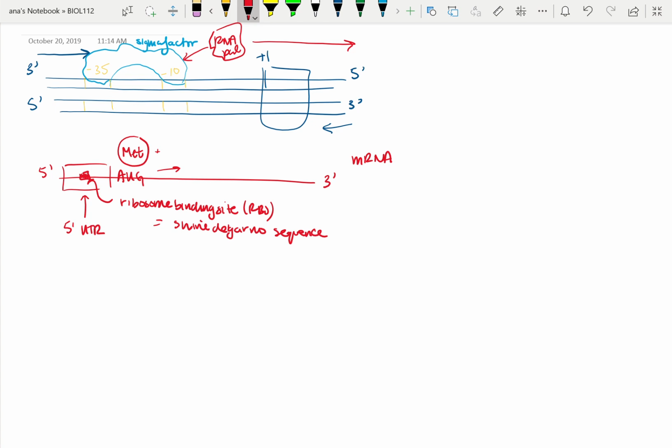So that's crucial to note, that the very first codon that you read isn't necessarily the first amino acid that's added, because the start codon is an AUG. So that's something that is important to keep in mind.